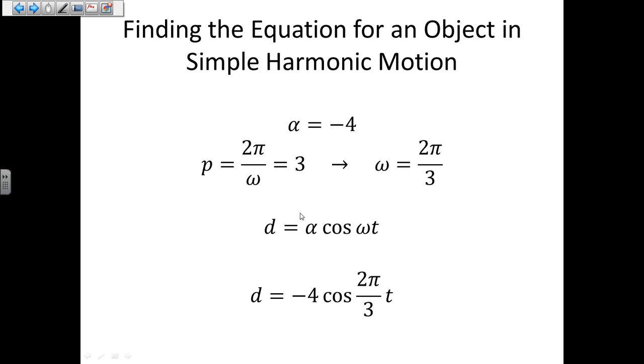So again, this is pulled away from the origin or the rest position. So I'm going to use the cosine equation because at time 0 it's not at its rest position. It's pretty much that simple. If at time 0 it's not at its rest position, use the cosine equation. If at time 0 it's at its rest position, that's when you use the sine equation. So we just go ahead and plug in the -4 for our alpha, the 2 pi over 3 for our omega, and we're all set.